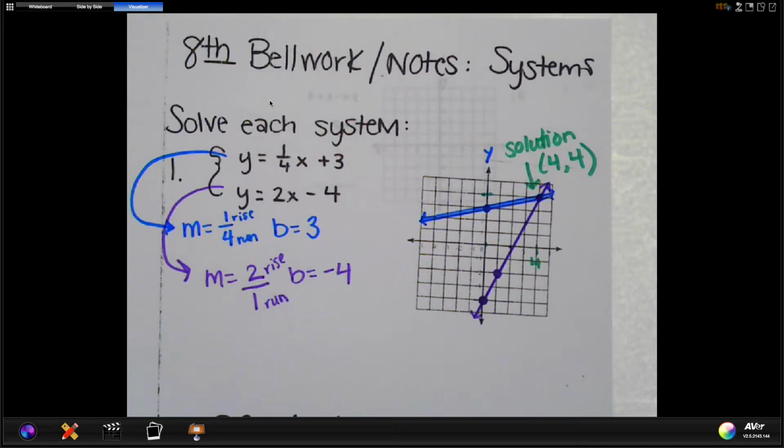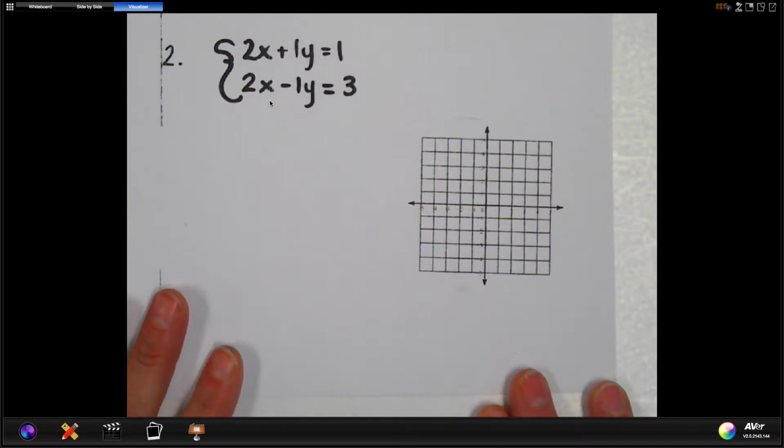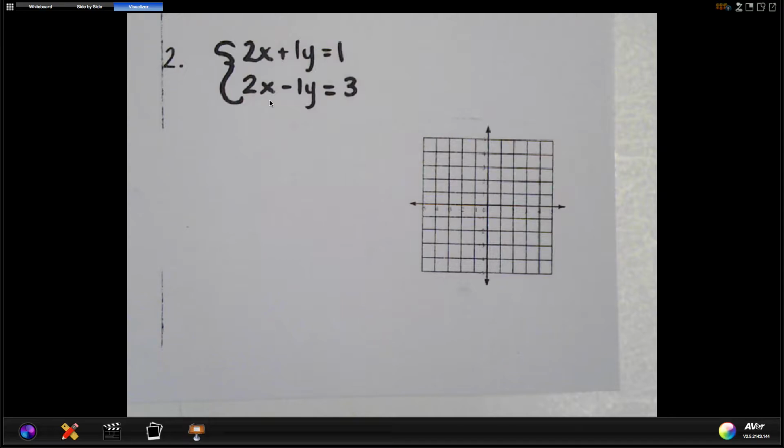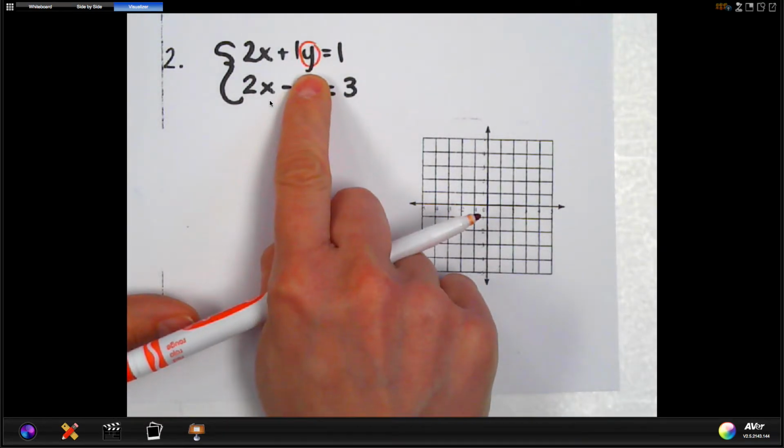Beautiful. Okay, let's do this in a little bit more challenging manner. So if you slide down to number 2, the difference with this is that neither of your equations are in y equals format. So before you can start, you have to get them in y equals.